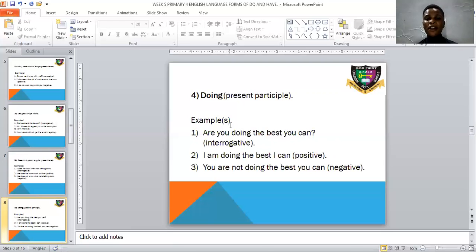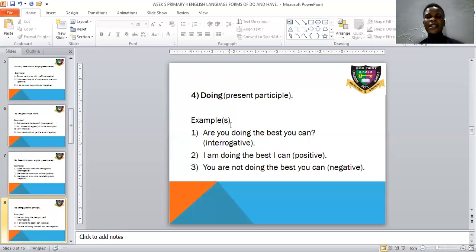Do not forget that your evaluation is right around the corner. Your exams, your tests are right around the corner. So now I'm putting the question to you. Are you doing the best you can? That is interrogative in nature, isn't it? That is an interrogative sentence. If not, you better start doing that. So the question is to you now. Are you doing the best you can?